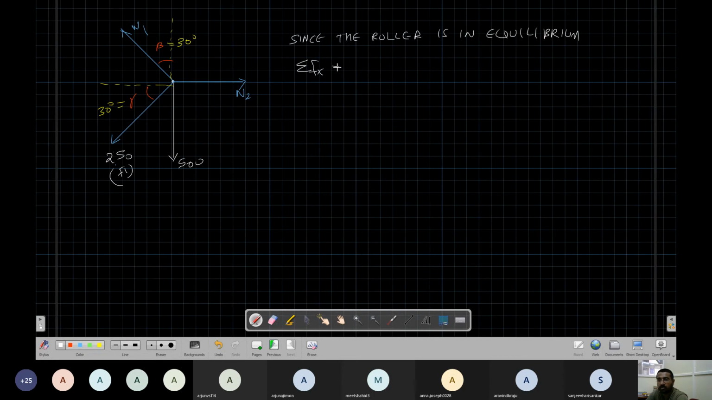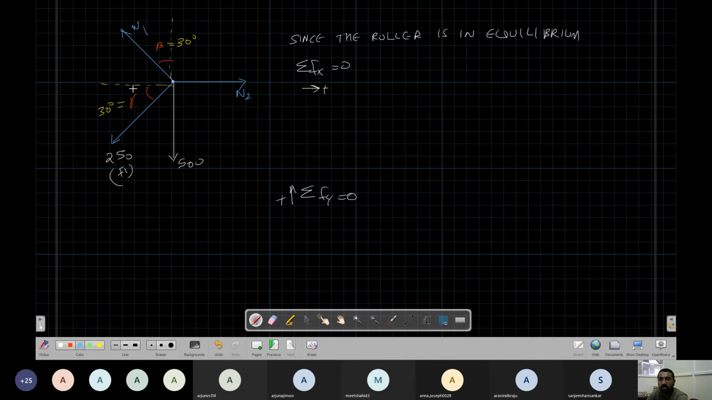summation of forces in X should be equal to 0. Summation of forces in Y should be equal to 0. Okay. Now let's see summation of forces in X direction of force. Then we'll do a summation of Y. Now, X direction, if I do, I'll take right as positive, Y direction I take up as positive. Okay. Now, what are the forces in X direction?